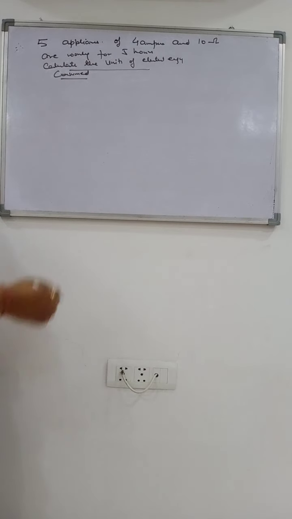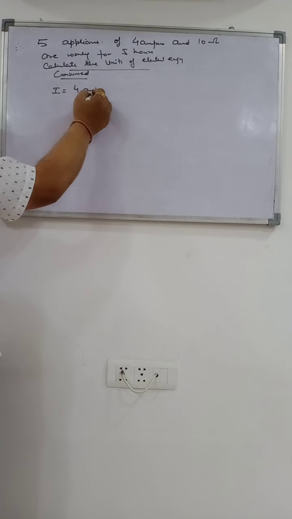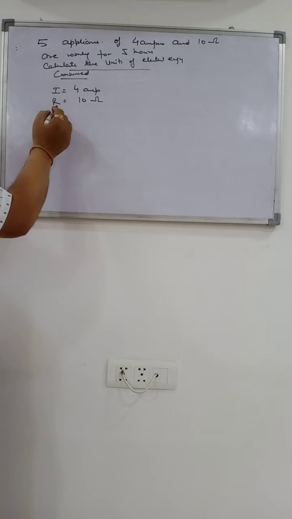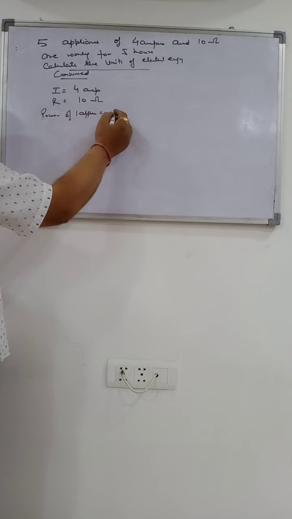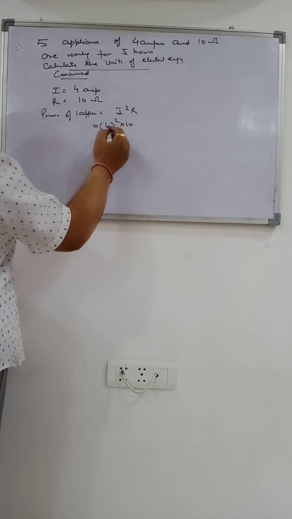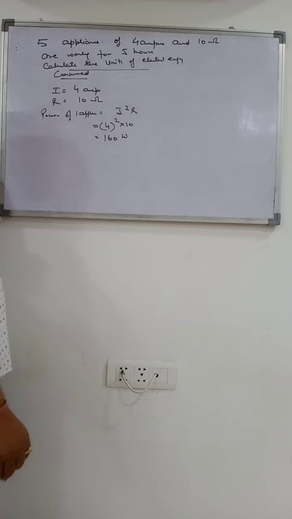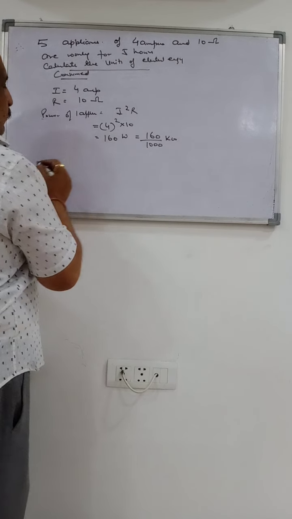What is given to you? I is 4 amperes. R is 10 ohms. N. What is N? N is the number of appliances. Let's do that later. So what will be power of one appliance? Power of one appliance is equal to I square R, which is 4 square into 10. 16 into 10, 160 watts, which is equal to 160 upon 1000 kilowatt.